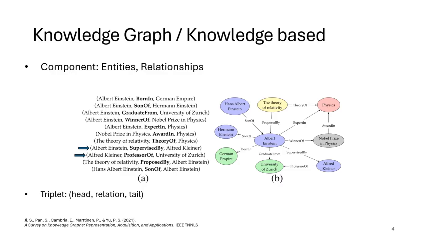In this picture, we can see two triplets: Albert Einstein supervised by Alfred Kleiner, and Alfred Kleiner, professor of University of Zurich. In a simple, conventional vector database, it's difficult to infer that Albert Einstein graduated from the University of Zurich from these two triplets. However, using a graph structure, this fact can be easily inferred. So a graph can explain multi-hop reasoning more easily.